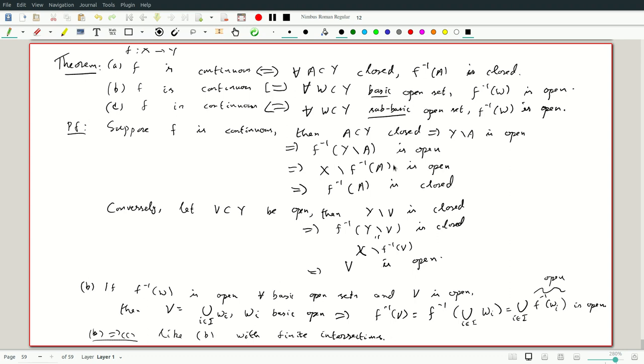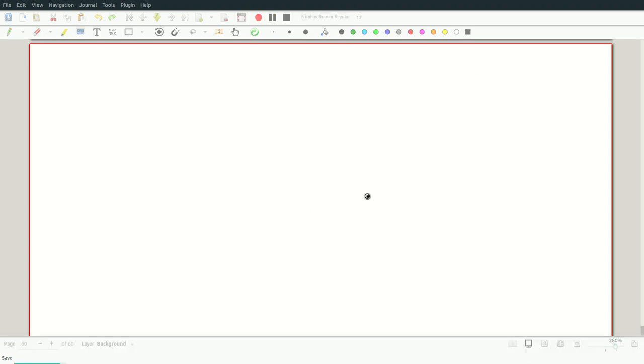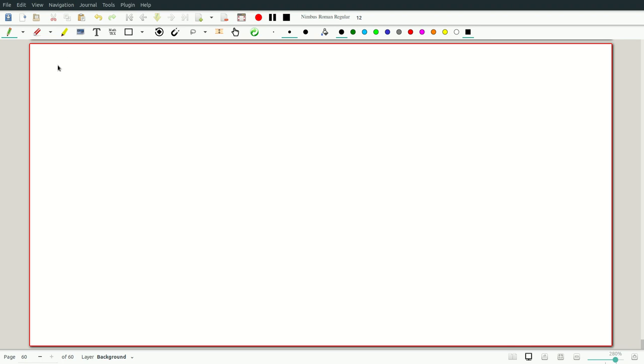The proof is the same as that of B, except that your basic open set is a finite intersection. So the inverse image is a finite intersection of inverse images of open sets, and a finite intersection of open sets is open. I've just said it verbally; it's more or less the same proof as before. Okay, so that aside, now let's look at an example.